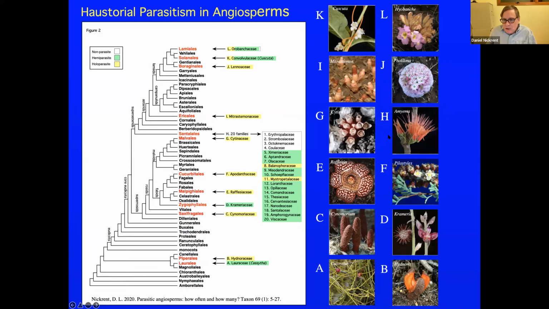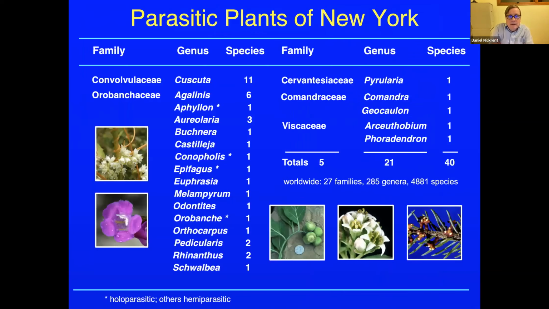Okay, so we're going to be talking about just a few of these today. So in New York, this is what we have. We actually have 5 families, 21 genera, and 40 species of haustorial parasites in the state of New York. The vast majority of them are in Orobanchaceae. As you can see, a lot of generic diversity. And then in my favorite group, the sandalwood order, we actually have 3 families for these guys over here with 5 genera. All right, so we're going to have a look at each of these separately.